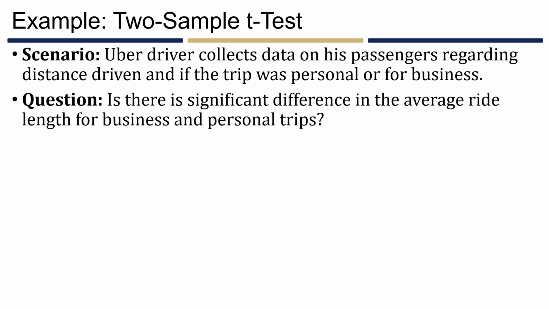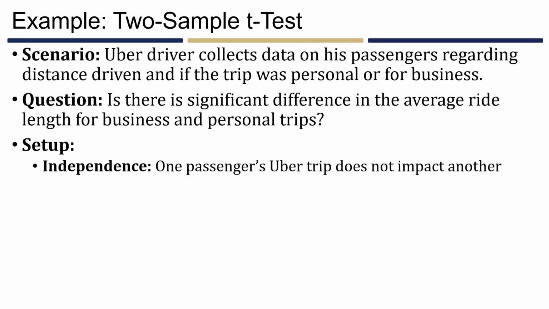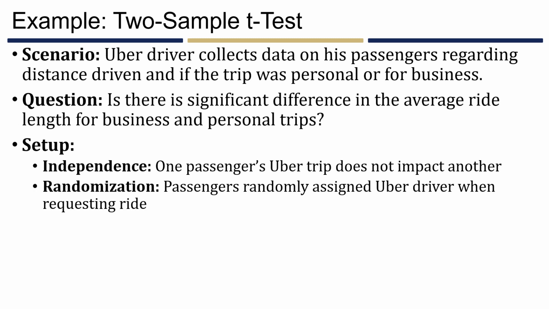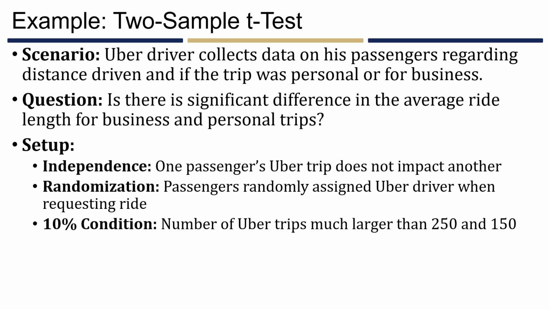Let's take a look at the conditions now. The observations that we have in our sample are certainly going to be independent of one another. One passenger's Uber trip is certainly not going to impact the length of another passenger's Uber trip. The observations are going to satisfy the randomization condition because passengers are randomly assigned to an Uber driver whenever they request a ride, so they make up a random sample out of all Uber rides. The 10% condition is certainly going to be satisfied because there's definitely more than 250 trips for business reasons and 150 trips for personal reasons.